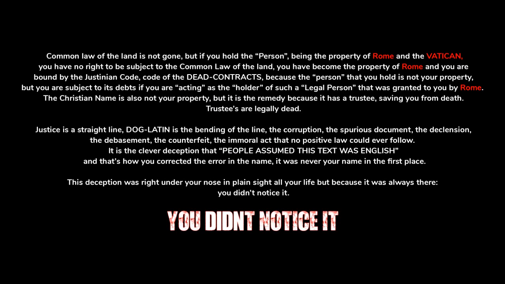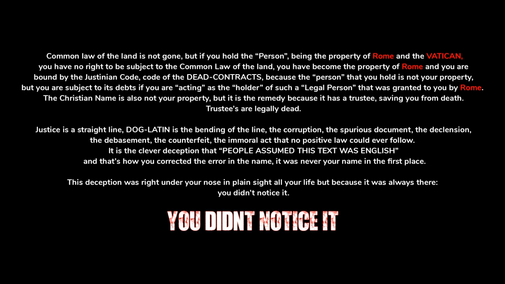Common law of the land is not gone, but if you hold the person being the property of Rome and the Vatican, you have no right to be subject to the common law of the land. You have become the property of Rome and you are bound by the Justinian Code of the Dead Contracts, because the person that you hold is not your property, but you are subject to its debts if you are acting as the holder of such a legal person that was granted to you by Rome.